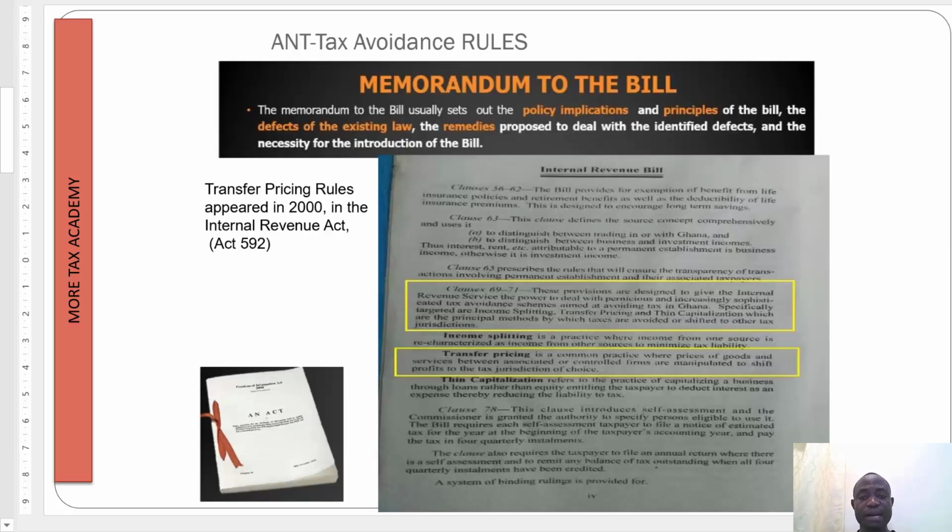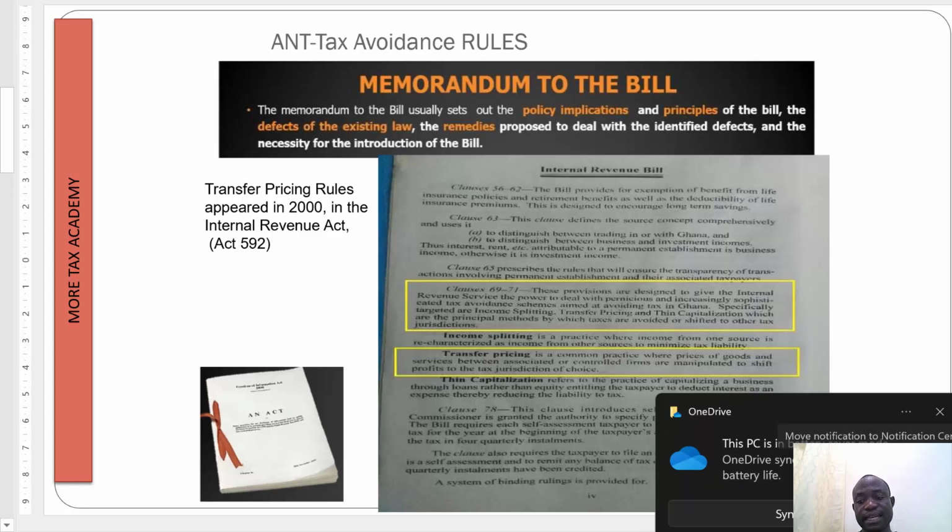So what is transfer pricing, or the arm's length standard? It appeared in our rules in the Internal Revenue Act 2000. If you look at the memorandum that was presented to Parliament, sections 69 to 71 of the old, repealed law say that these provisions are designed to give the Internal Revenue Service the power to deal with pernicious and increasingly sophisticated tax avoidance schemes aimed at avoiding tax in Ghana, specifically targeted at income splitting, transfer pricing, and thin capitalization, which are the principal methods by which taxes are avoided or shifted to other jurisdictions. So this is what the law then indicated.